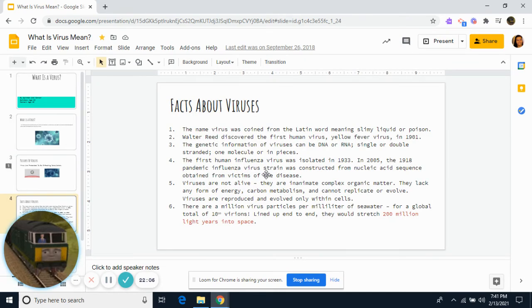And so, facts about viruses. Okay, number one: the name virus was coined from the Latin word meaning slimy liquid or poison. Second, Walter Reed discovered the first human virus, yellow fever virus, in 1901.